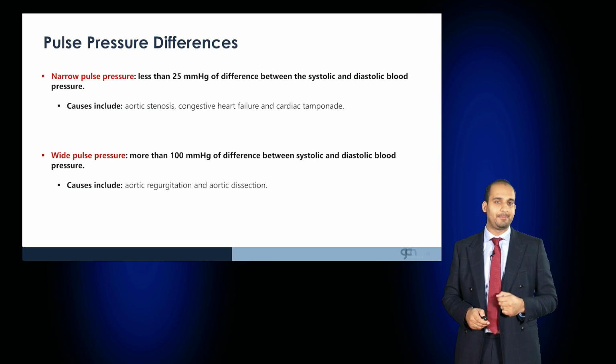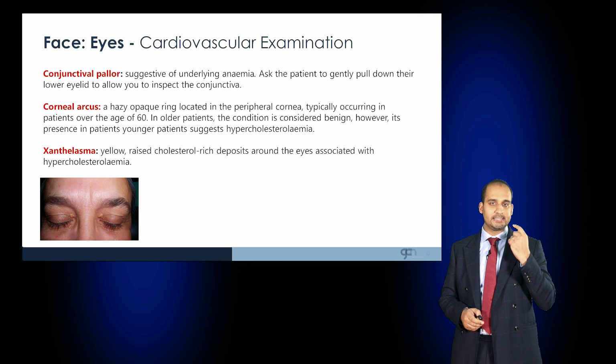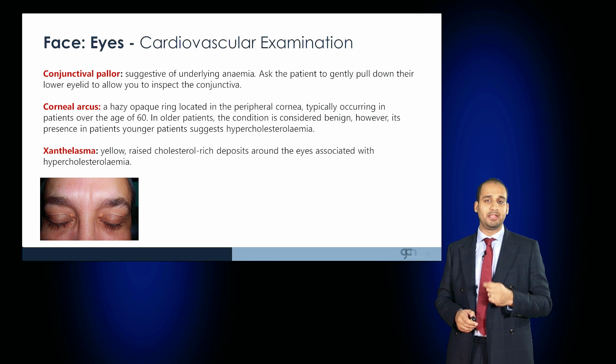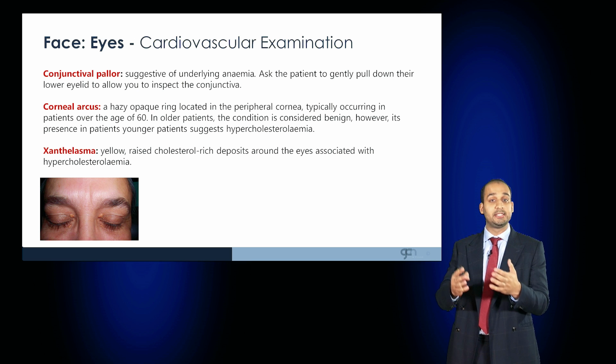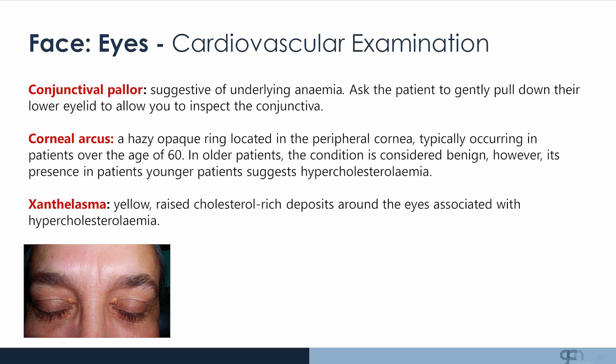Now move on to examine the face. Ask the patient to lower the lower eyelid and assess the conjunctiva. If the conjunctiva is pale, i.e. there's a presence of conjunctival pallor, this could suggest underlying anemia.